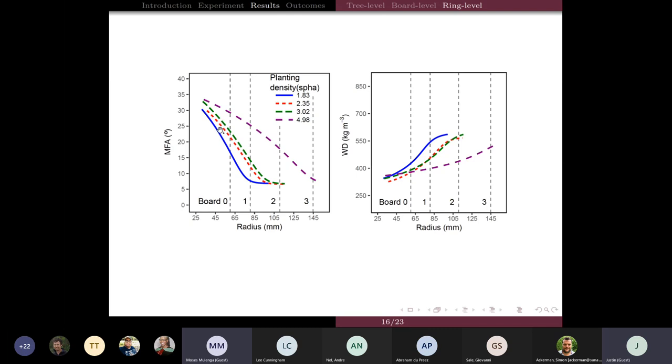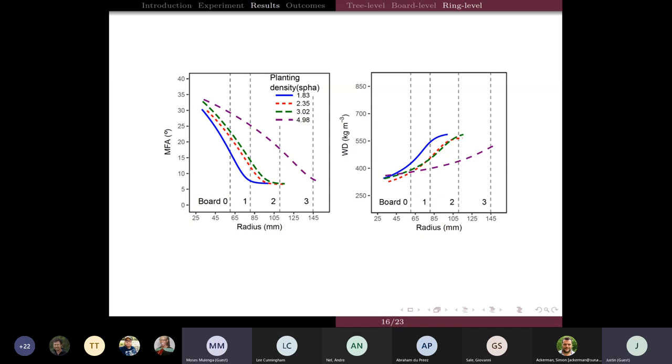The results are that if we apply a theoretical sawing pattern to this average log, if I can put it that way, we can then see that as we move from the pith to the outermost boards, the differences between these profiles increase, which was what I alluded to earlier, and which explains why the difference between the outer boards and the inner boards increases with increasing planting density.